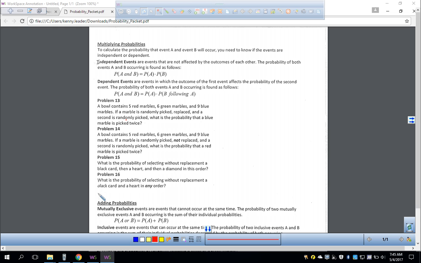Say I have 5 pennies and 3 dimes in a jar. What's the probability that I pull out a penny? 5 pennies, 3 dimes. How many coins do I have altogether? 8, right? So what's the probability that I pull out a penny on the first try?